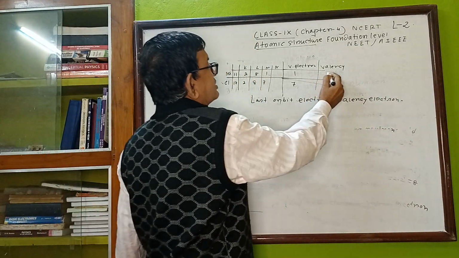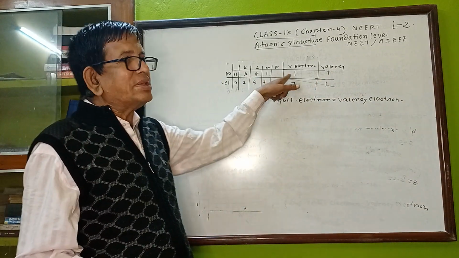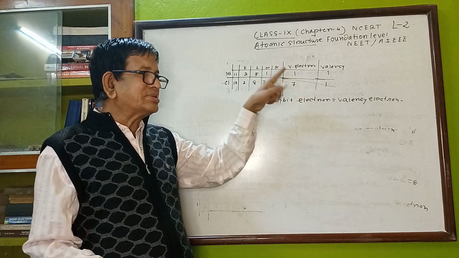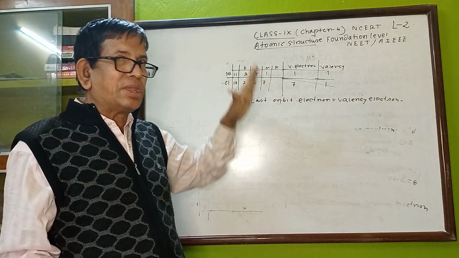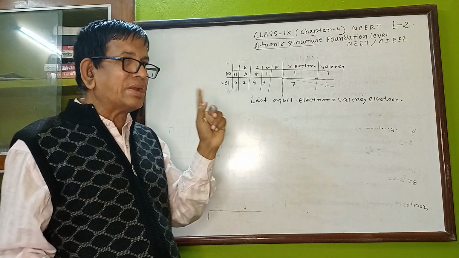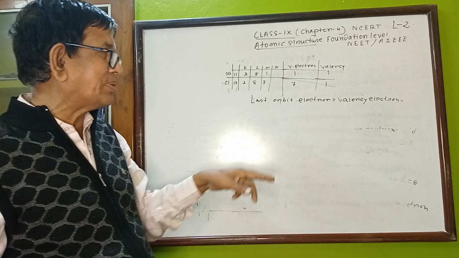In that case the valency is 1. Always remember, if the valence electron number is 1 to 4, that is the valency. If it is 7, then to fill up the octet, one more electron is required, that is 1, which is easy for the atom.